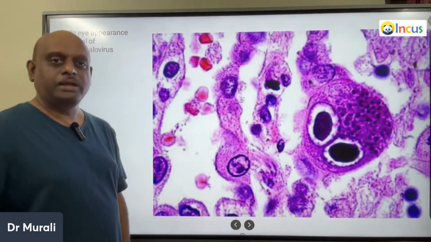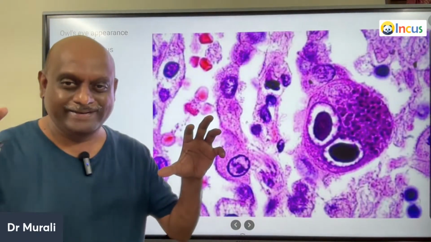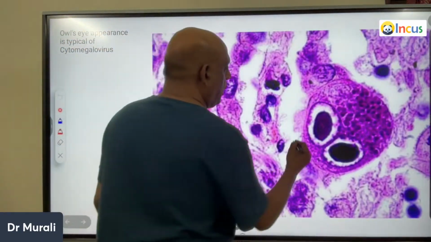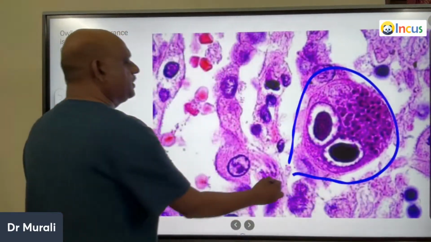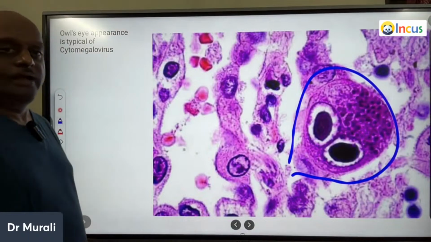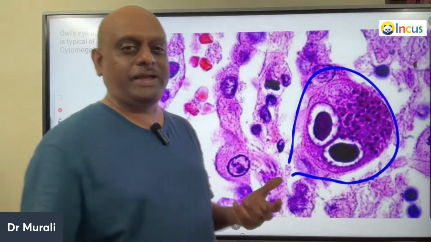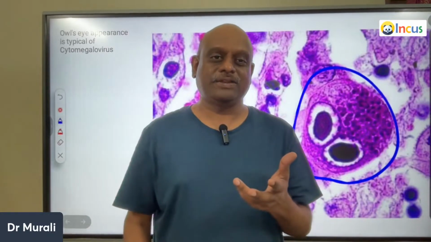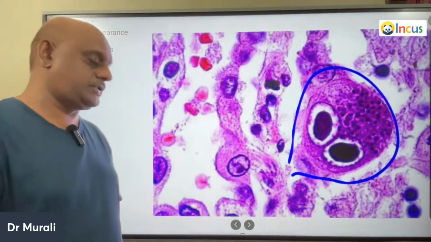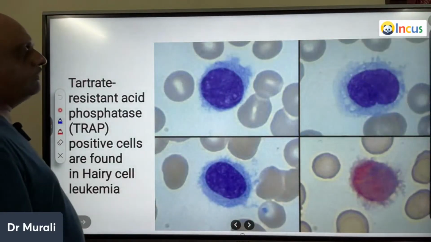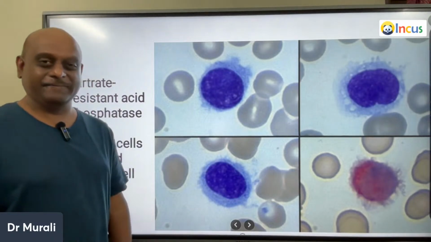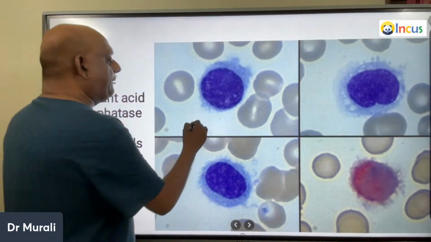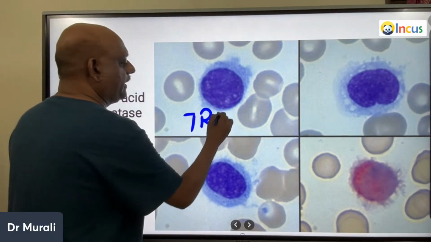Now, can you see an owl? Yes, sir. So this owl-like inclusion body, where do you see it? The owl appearance of the inclusion bodies is the feature which you see in the case of cytomegalovirus, histopathologically. Then trap. What is the trap, doctor?